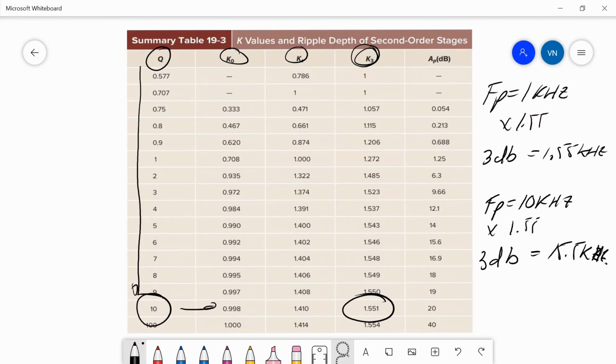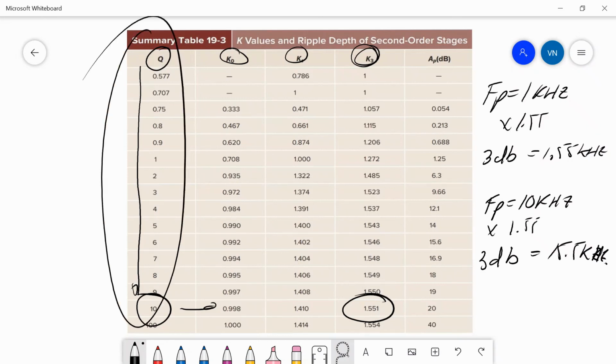So the reason these K values work is that if you have a second order filter with the same Q value, then it will have the same shape. And that means that everything that is of interest is the same multiplier of the pole frequency. So you can apply these tables to any second order filter. As long as you know what the Q value is, you can figure out where the 3 dB down point is.